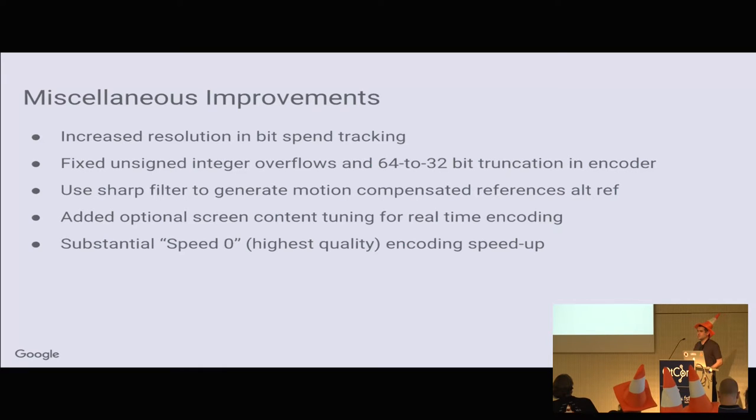We've started to use a lot better software diagnostic tools from the compilers. We fixed all of our unsigned integer overflows that occur in the test that were resulting in the encoder making bad decisions here and there. We've gone through and started fixing all of the 32-bit or 64-bit to 32-bit shortening problems in the codec. We've added an optional screen content tuning to speed up real-time encoding. And we're using the sharp filter now to generate our alt refs, which gives better results there. At speed zero, which is our highest quality mode, we have a substantial speed up.